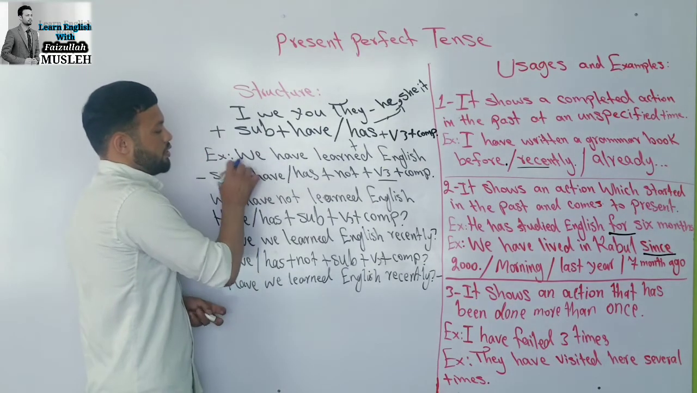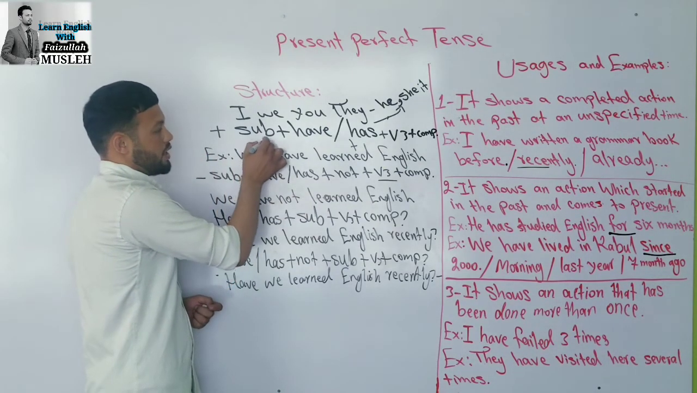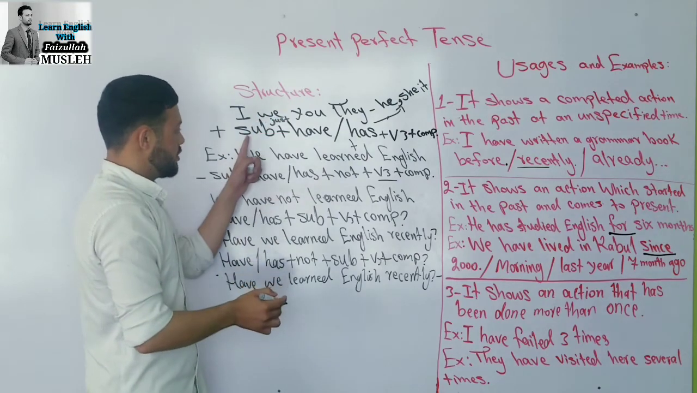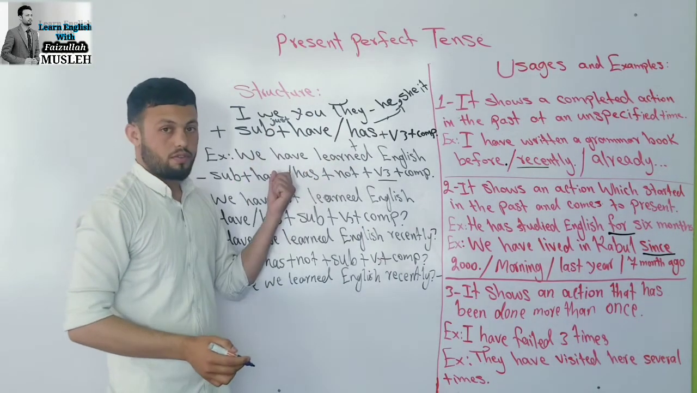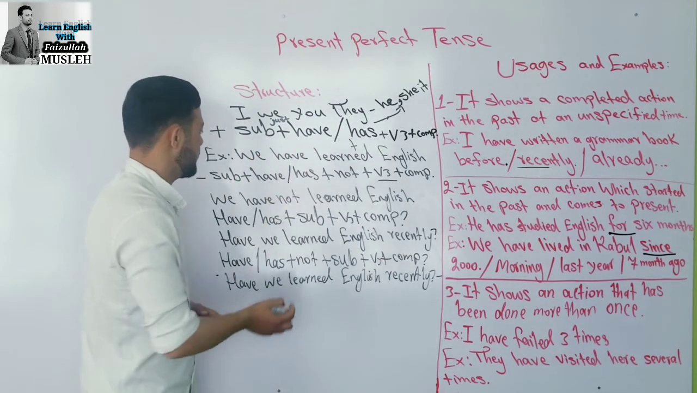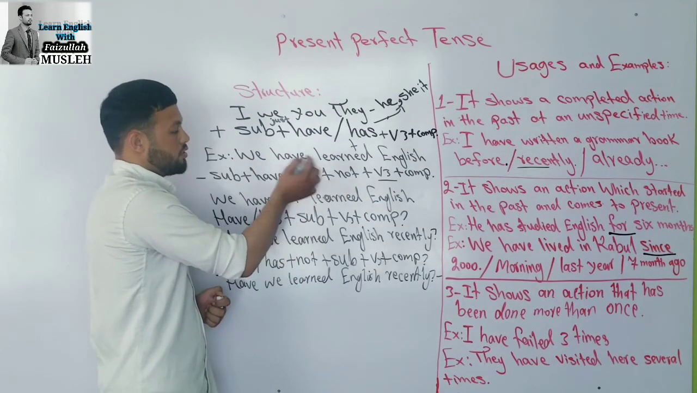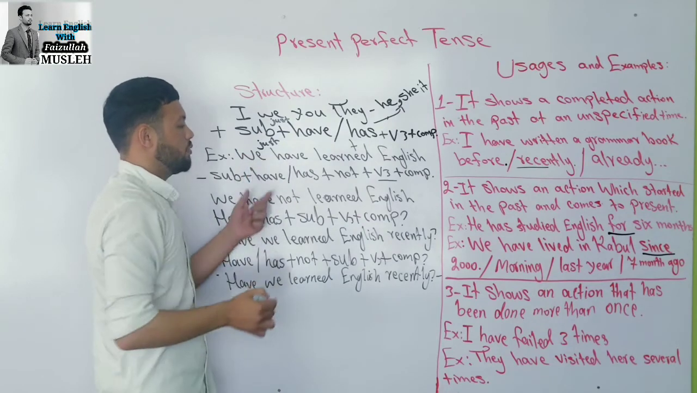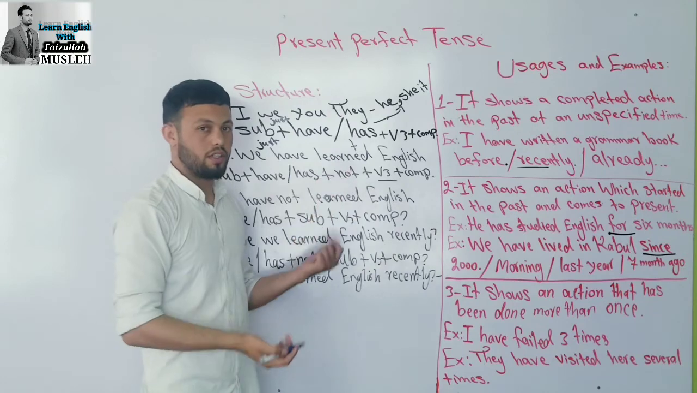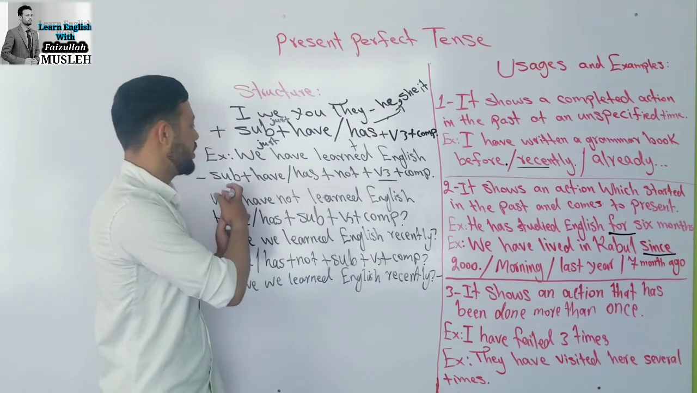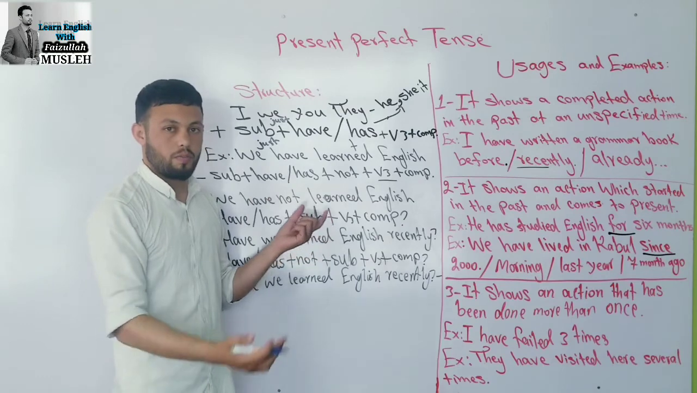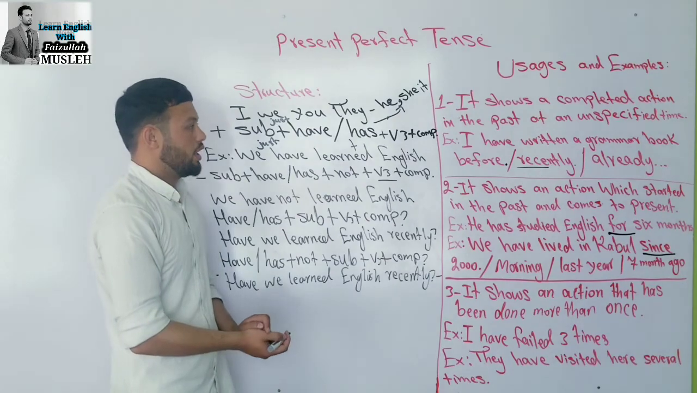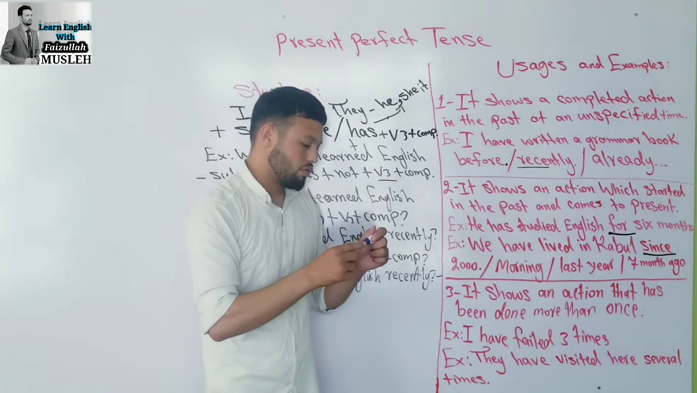Only just is used after the subject. This is the structure. We use just here: subject plus just and the rest of the sentence. We can also say we just have learned English. Maybe this action finished, for example, a week ago, but you don't want to mention the time, so we use just with this.